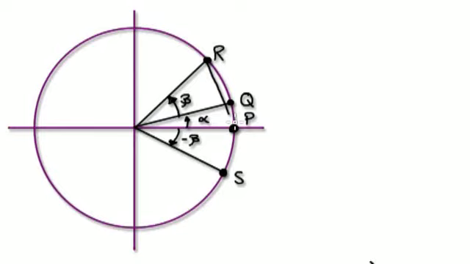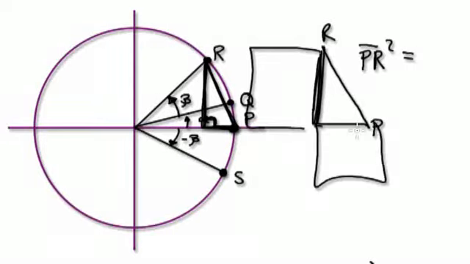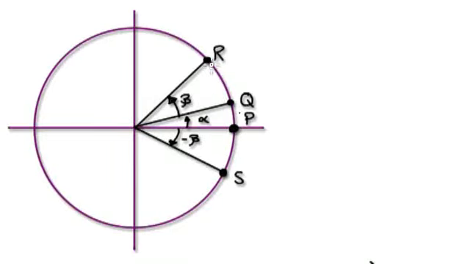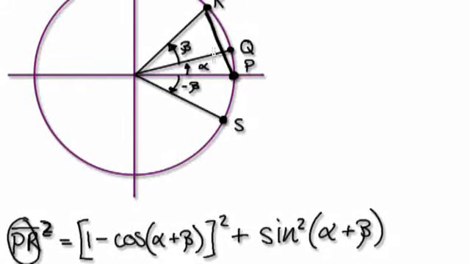So we're going to use Pythagoras. Imagine a right angled triangle here: draw a vertical line down here, and this is our right angled triangle. This is P and this is R. We know PR squared equals this length squared plus this length squared. So to get the length PR, we use Pythagoras: draw a vertical line down and you will have yourself a right angled triangle.